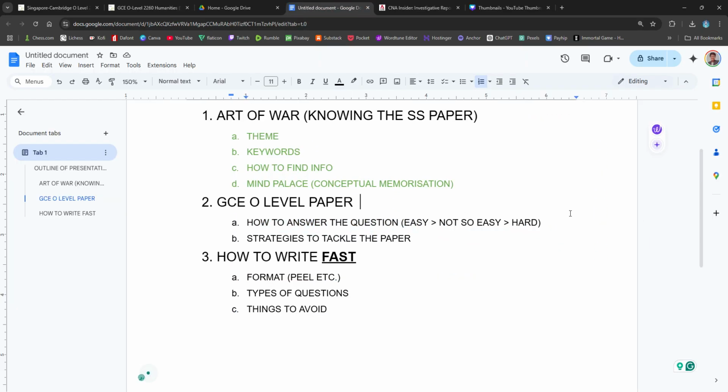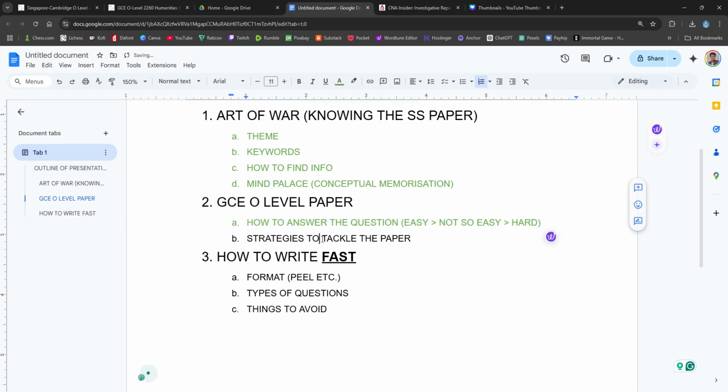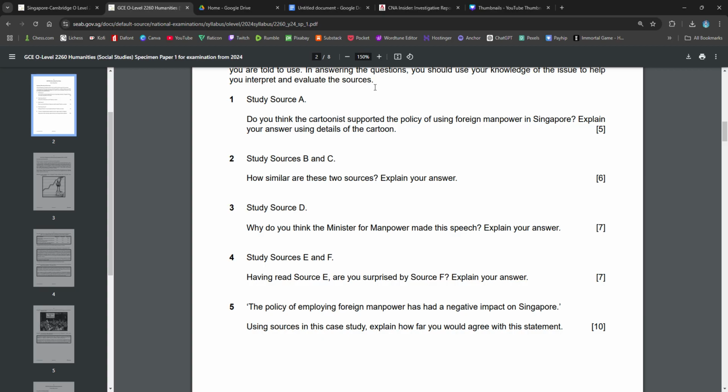Next, I'll be talking about the strategies to tackle the paper. Now you'll be thinking, what kind of strategies can I even tell you? There are a lot of things that you should do before the paper starts. You will possibly have 10 minutes of waiting time before the paper actually starts. Usually the paper starts at around 8 a.m., if I'm not mistaken. That was when I took it back then, 8 a.m. or 9 a.m., it doesn't matter. You possibly have 10 minutes.